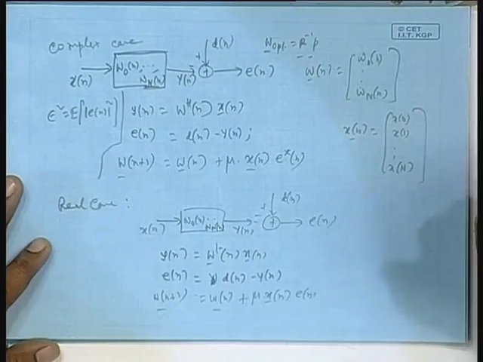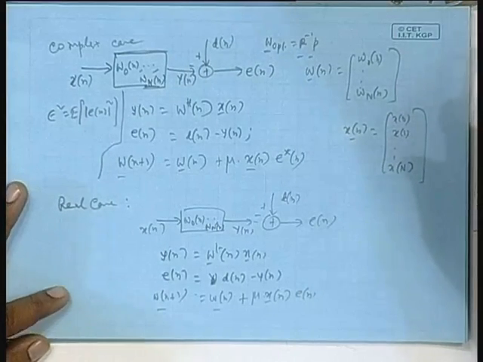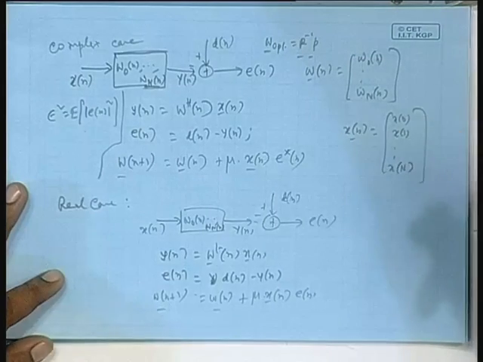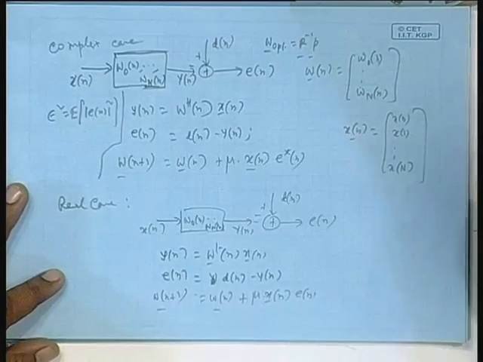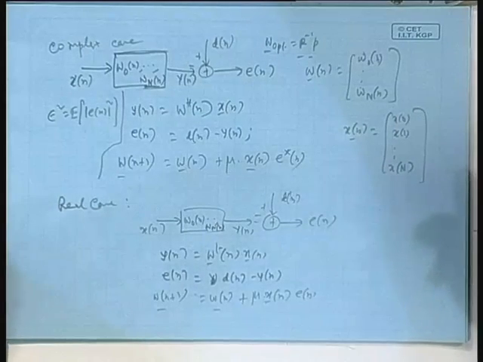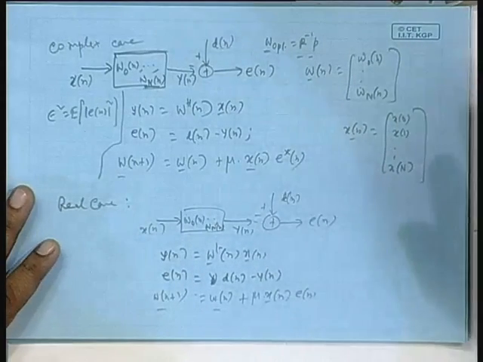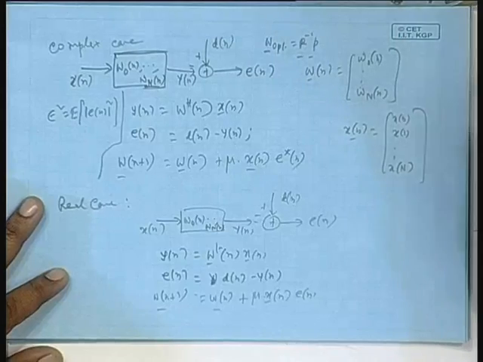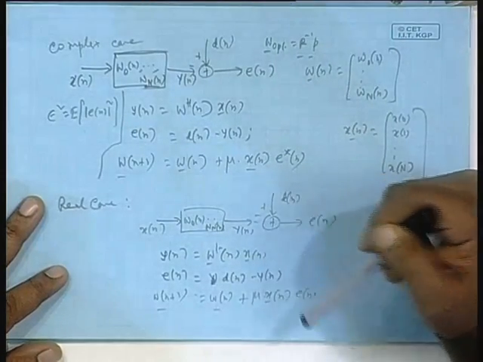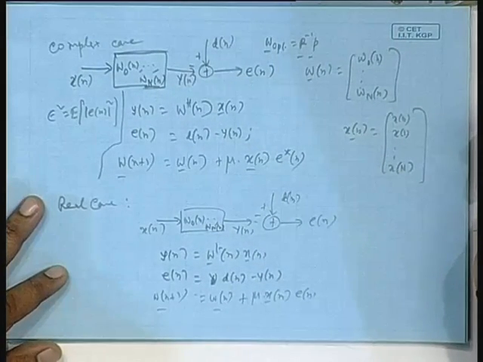That was steepest descent. On steepest descent, what did we do? We replaced R and P by some weird estimates. R by simply x n into x Hermitian n, and P by x n into E star n, which is a very wild estimate, but we said that still the algorithm will work. But then since you are not giving the correct value of R and P, definitely this will not converge exactly on W opt, isn't it?